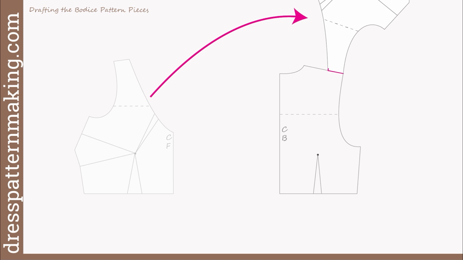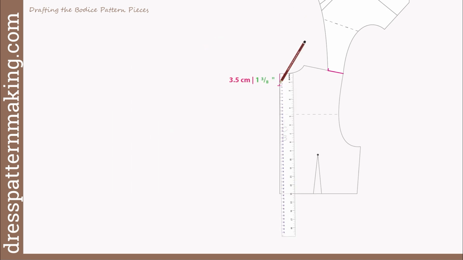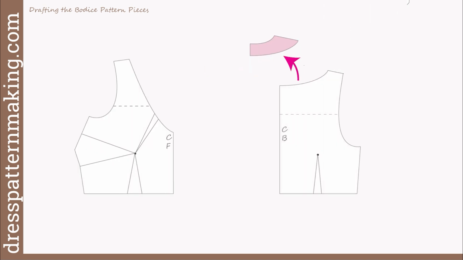So on the centre back line, I'll measure down 3.5 centimetres or 1 3/8 of an inch. And again, this is just my preference. This is what I tried and what I like. You could make it higher or lower if you were doing it. So I'll make a mark and then I'll use a French curve to draw in the back neckline. And I can cut that top section off and discard it.